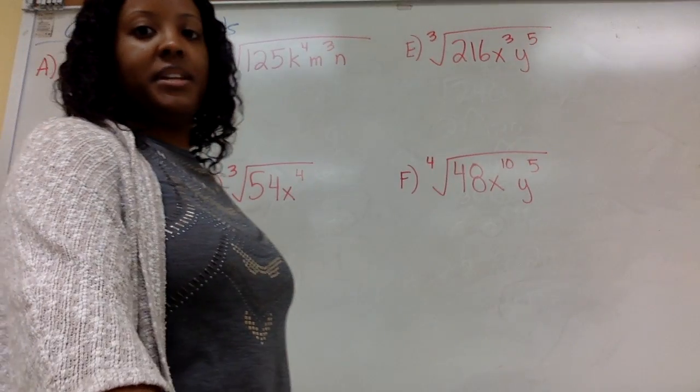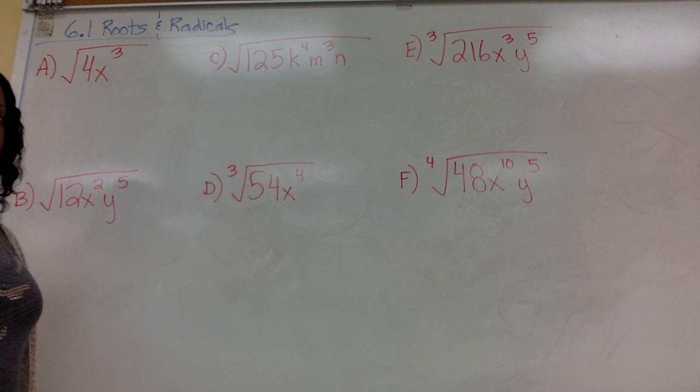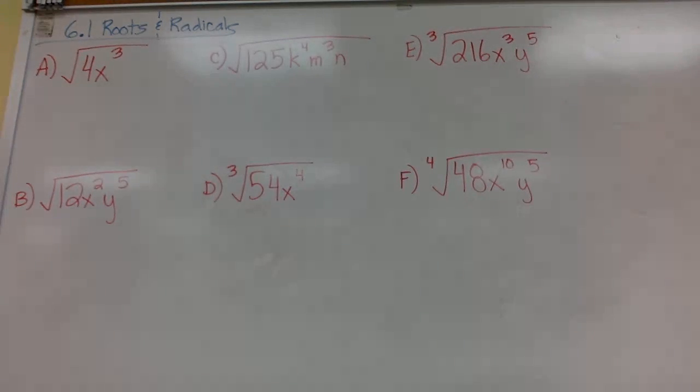All right, so in this video, I've added some variables and we're going to go through and do our factor trees and break these down very similar to how we did the numbers. So let's go ahead and jump right in. We want to break down the square root of 4x to the third. So we want to simplify the square root of 4x to the third.